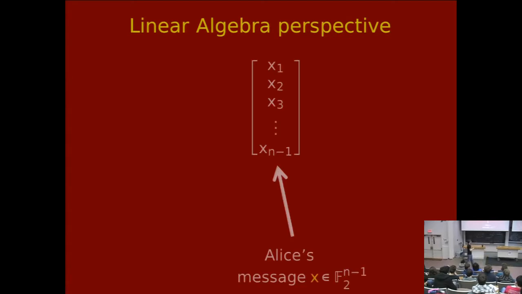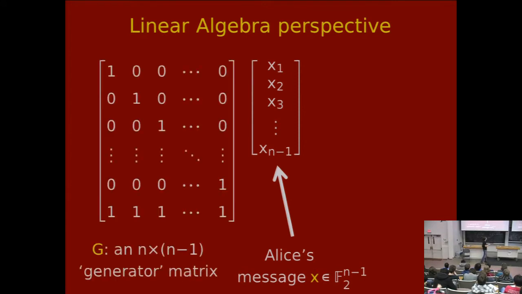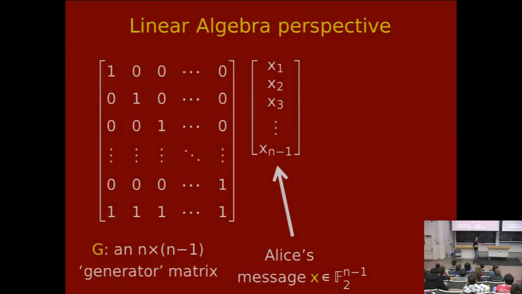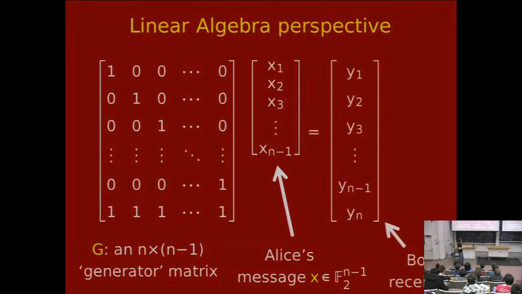Now let's take a linear algebra perspective on this, because that's what the lecture is about. Let's say Alice's message is this. It's n-1 bits, so we can think of it as a vector in the field F2 of dimension n-1. And let G be this matrix, which is called the generator matrix for the code. And you see what happens is Alice transmits G times X.